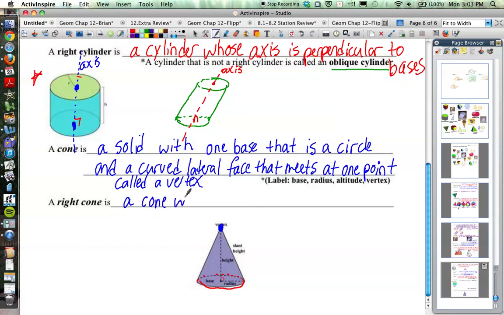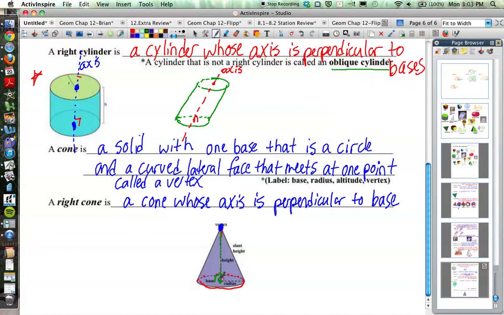So a right cone is a cone whose axis is perpendicular to the base. And an oblique cone, just like we talked about before, would be a cone whose axis is not perpendicular to the base. So here's the axis. If you draw a line straight down from the center to the base, there is the axis of our cone. And notice that this is a right angle right here. The axis is perpendicular to the base.